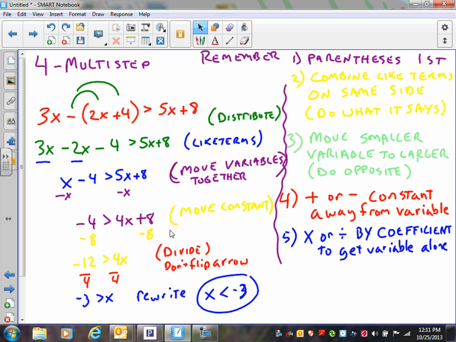Now I want to move the constant. The constant is this 8 that doesn't have a variable with it. It's adding to 4x, so I got to subtract it from both sides. Negative 4 minus 8 is negative 12, which is greater than 4x. I have to divide. Because 4 is positive, I do not have to flip the arrow. I get negative 3 is greater than x. But remember, on the test, all the answers will be given with a variable on the left side. So we have to rewrite the whole thing. X is less than negative 3.